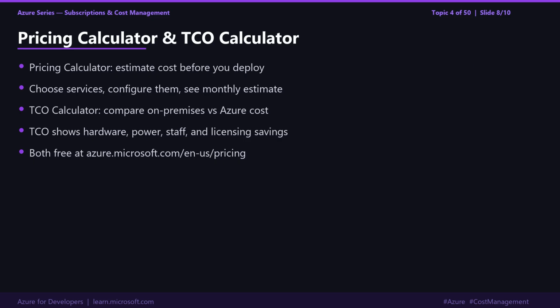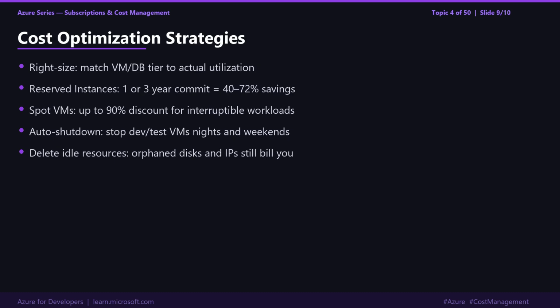Let me give you the 5 strategies that have the biggest impact on Azure costs for development teams. First, right sizing. Many teams deploy a large VM and never revisit whether they actually need that size. Azure Advisor, a free built-in tool, analyzes your resource utilization and recommends downsizing resources that are consistently underutilized. Switching from a 4-core VM to a 2-core VM can cut that resource's cost in half.